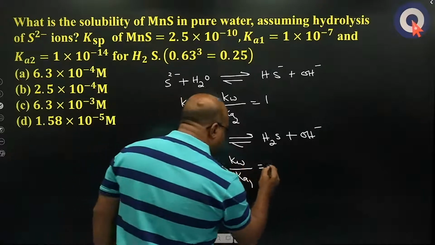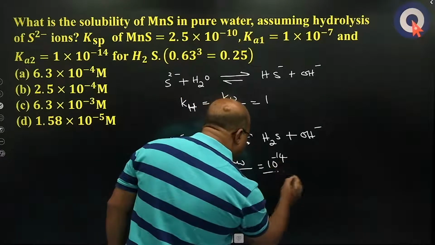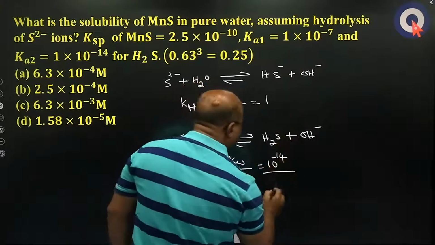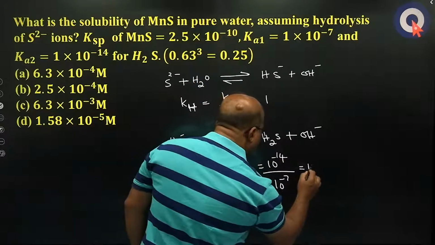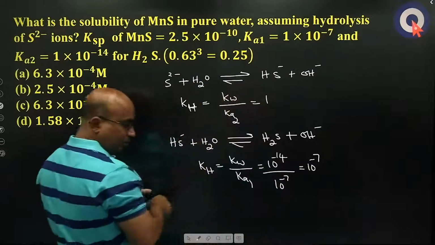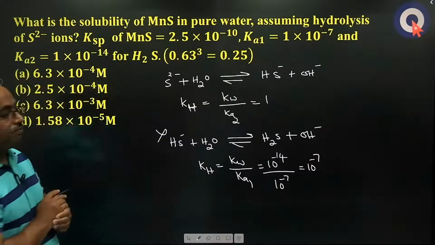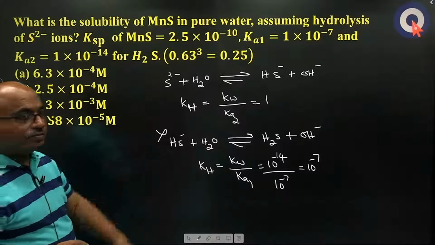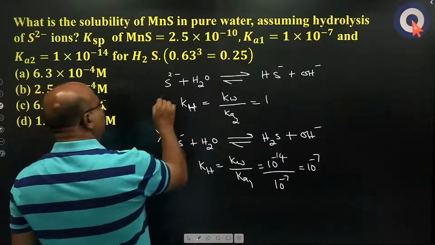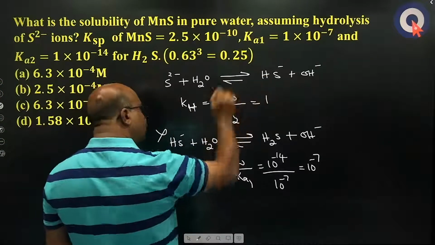So here it is nothing but 10 to the power minus 14 by the given 10 to the power of minus 7. So it is 10 to the power of minus 7, means it is very low. So this hydrolysis will not be there. So what will happen? This is nearly, as we said, 1.